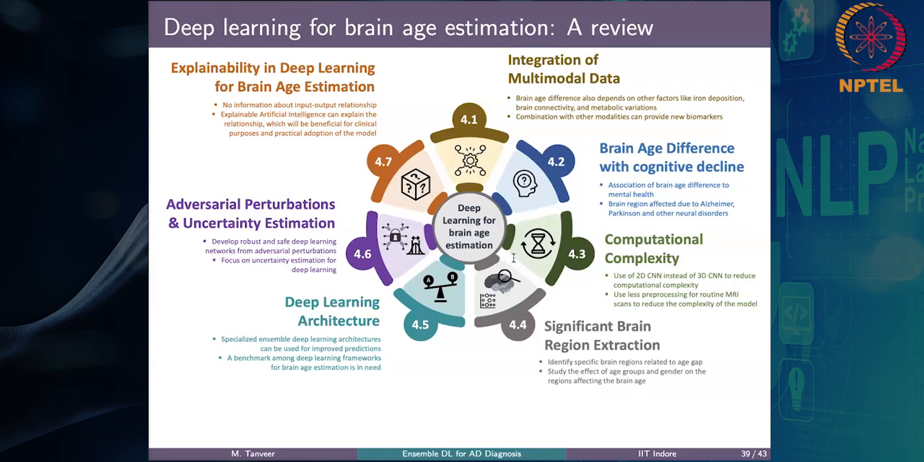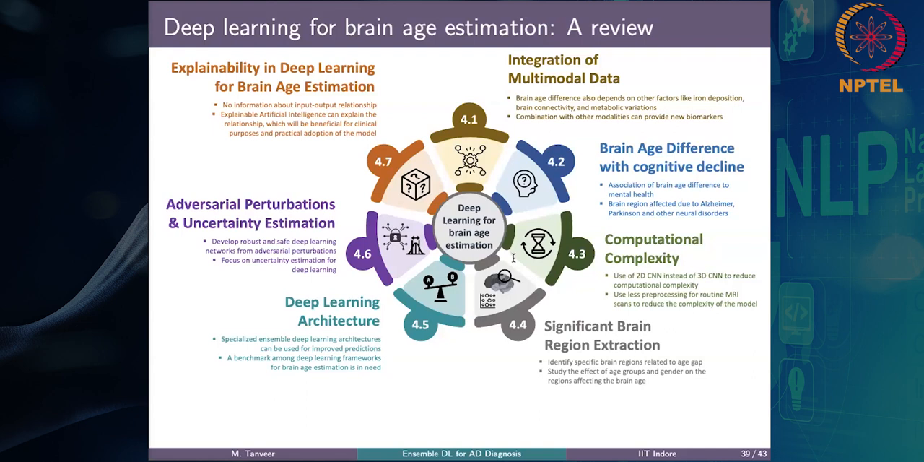And also another direction, that is integration of multimodal data. The brain age difference also depends on other factors like iron deposition, brain connectivity, and metabolic variations, and the combination with other modalities. That's why we mentioned multimodal data; combination with other modalities can provide new biomarkers.